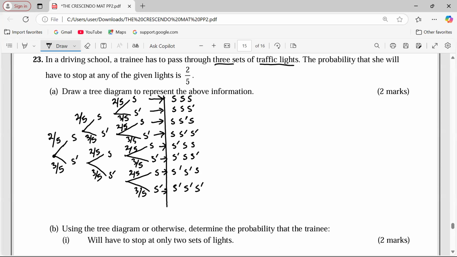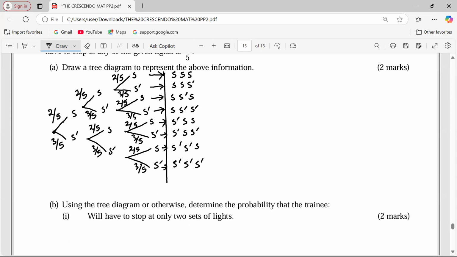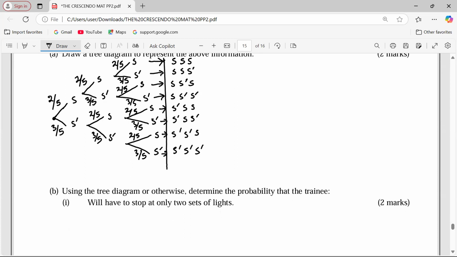So we outline each bracket ending with S. You get back up to the origin of the tree diagram until you outline all the outcomes like that. So we have the sample space now clearly outlined.